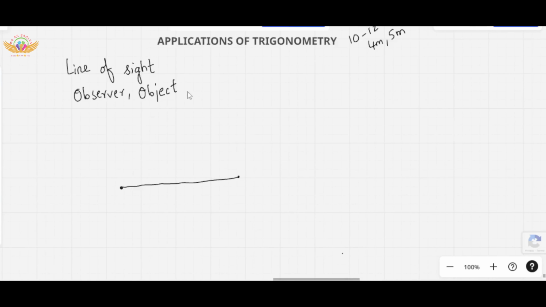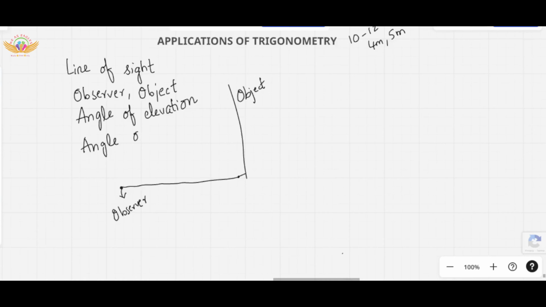All right, done. And now come the two very important terms of applications of trigonometry: angle of elevation and angle of depression. The entire chapter is based upon these two terms. So what is angle of elevation and what is angle of depression?